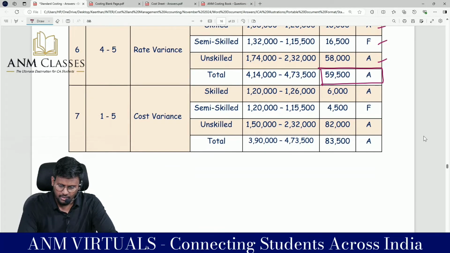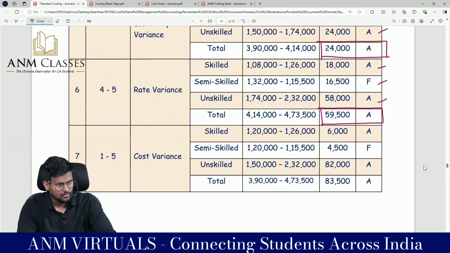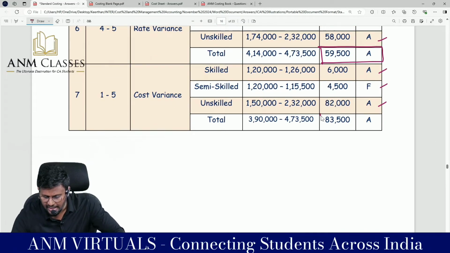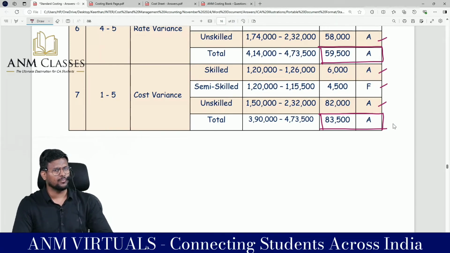And the last one, is there any mistake? Is it correct? Yes, sir. The last one, labor cost variance. Skilled 6,000 adverse, semi-skilled 4,500 and unskilled 82,000 adverse. Total is 83,500 adverse, which is the labor cost variance. Comfortable? Yes, sir. A very easy, straightforward question.